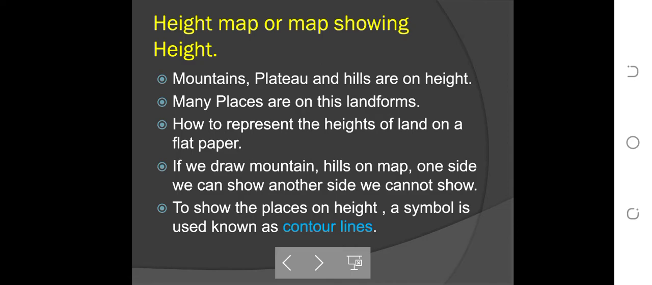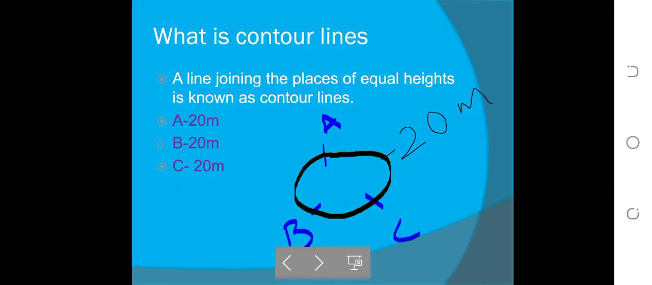It's difficult if we draw the mountains, because if we draw the mountains we can show only one part of the mountain. We cannot show what places are located on the other side of the mountain. So in a height map a symbol is used. That symbol is known as contour lines. With the help of contour lines, the height of different places is shown on a height map.